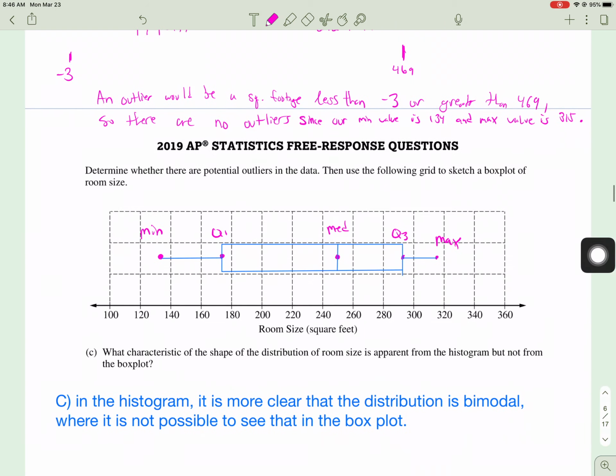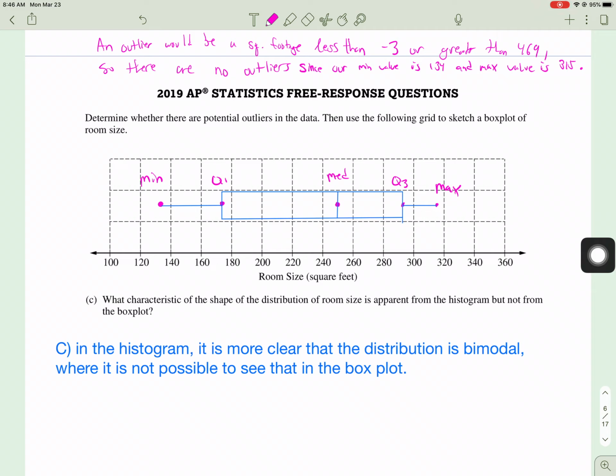Okay? And then part C, what characteristics of the shape of the distribution are apparent from the histogram but not the box plot? Well, in the histogram, it is more clear that the distribution is bimodal, where that is not possible to see in the box plot. And that's really the only thing you could talk about there, because you could see range here, you could see center. It's shape that's harder to see in the box plot.